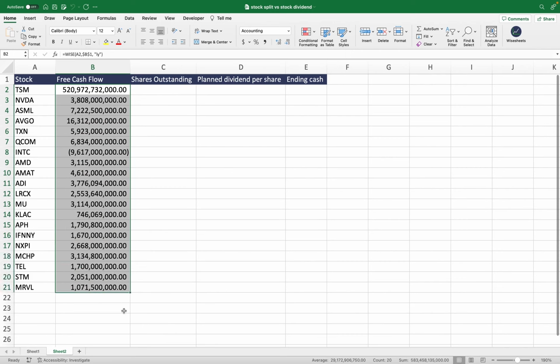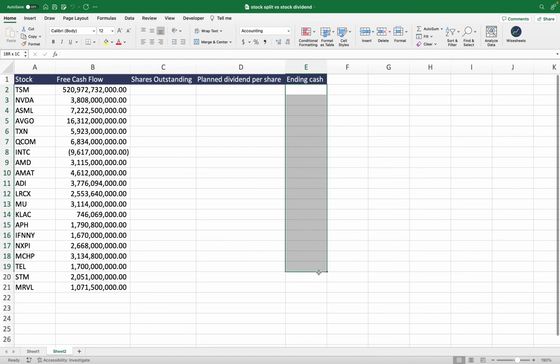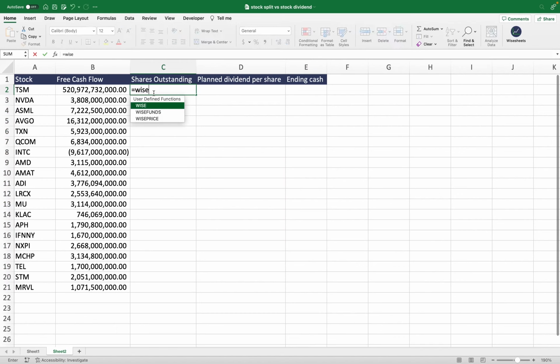So what we're going to do is pretend that each of these companies wants to start paying a dividend or increase their dividend payments to shareholders, and we're going to see the end result in terms of the cash flow left that these companies would have if they were to do that under different scenarios. So the first thing that we're going to need is to get the company's shares outstanding, so that way we can see how many shares are outstanding for each of these companies.